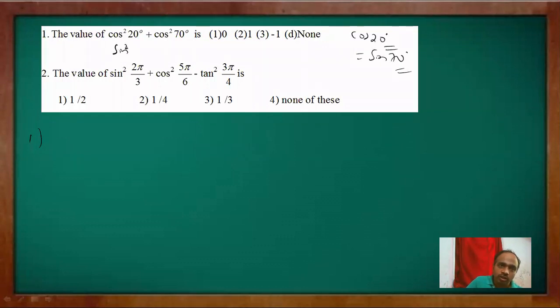So cos square 20 we can write as sin square 70. Now sin square 70 plus cos square 70. We should not think about what the value of sin 70 degree is. Sine square 70 plus cos square 70 is 1, because what is the formula? Sine square theta plus cos square theta is always 1. Correct or not? Right? So the second option is correct. Very good. Option 2.